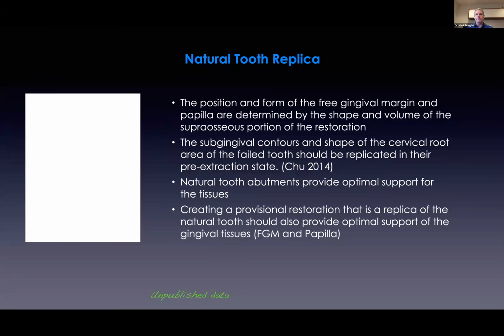The position and form of the free gingival margin and papilla are determined by the shape and the volume of the supraosseous portion of the restoration. The subgingival contours and shape of the cervical root area of the failed tooth should be replicated in their post-extraction state. That was quoted from Stephen Chu, 2014. The natural tooth abutments provide optimal support for the tissues. Creating a provisional restoration as a replica of the natural tooth should also provide optimal support of the gingival tissues.